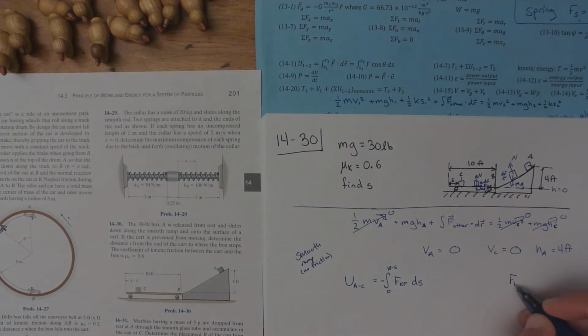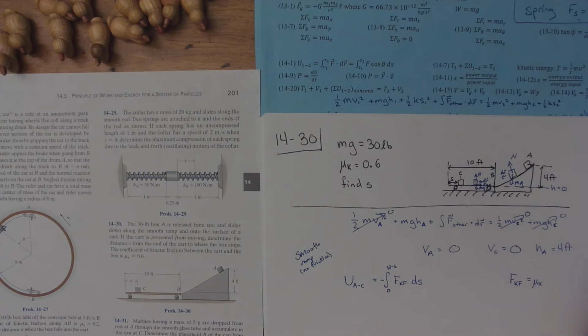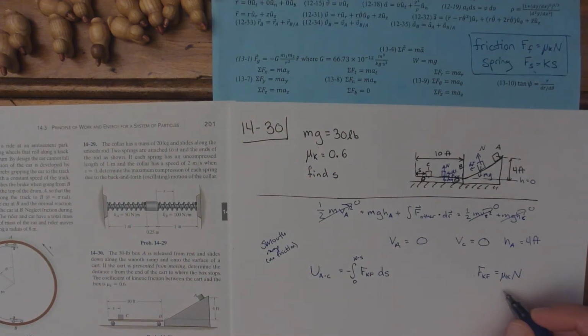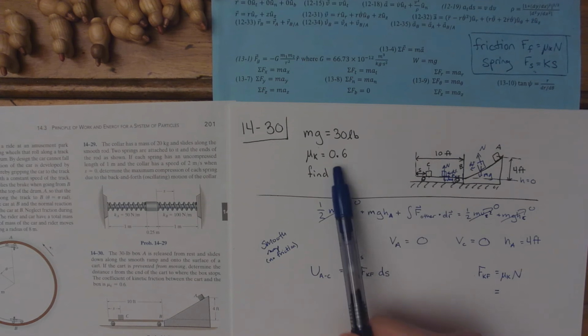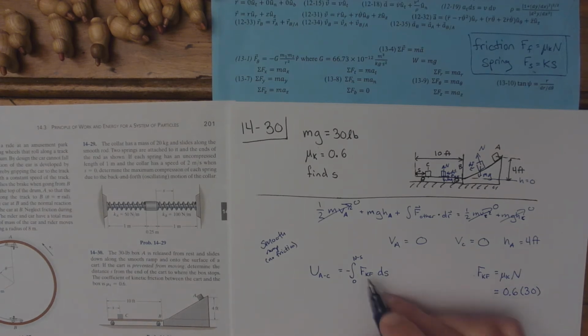I need to find the force of kinetic friction. This is equal to the coefficient of kinetic friction, which I know, times the normal force. Maybe you can see from my free body diagram here that the only forces acting in the vertical direction are the normal force and the force of gravity, and there's no acceleration in the normal direction, and so the normal force is equal to 30 pounds. So the force of kinetic friction is equal to the coefficient of kinetic friction, 0.6, times the normal force, 30 pounds. So this is 0.6 times 30. And then I can take that and put it in here.